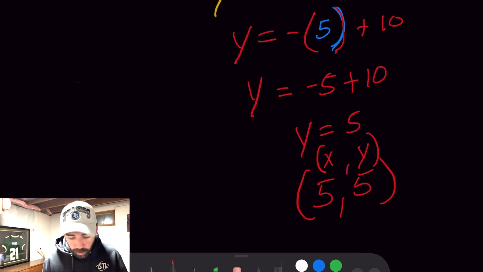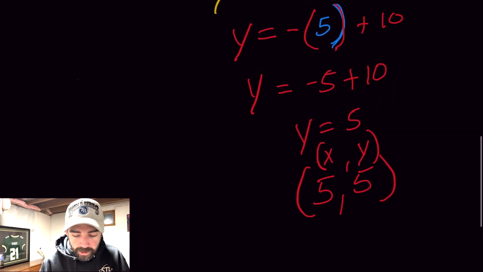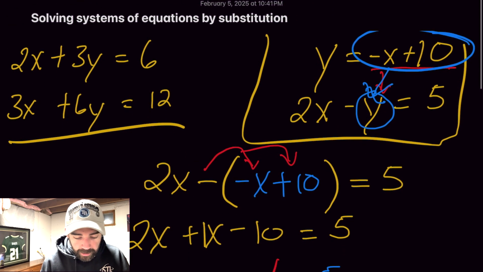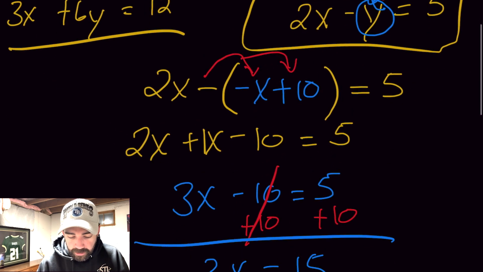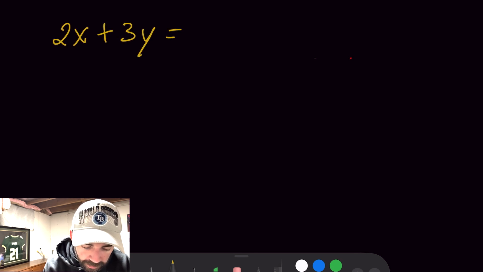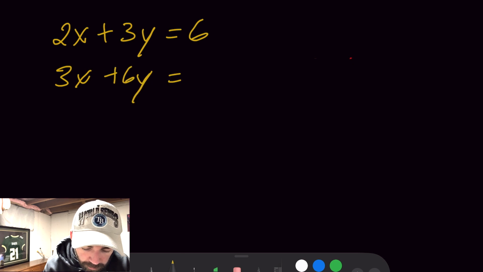All right, one more really quickly. This one's a little more challenging. This one is a little bit crazier. 2x plus 3y equals 6, and 3x plus 6y equals 12. Here we go. So I have 2x plus 3y equals 6, and 3x plus 6y equals 12.